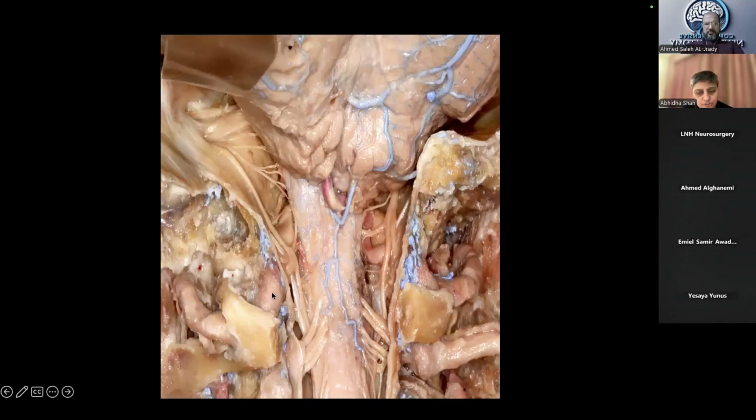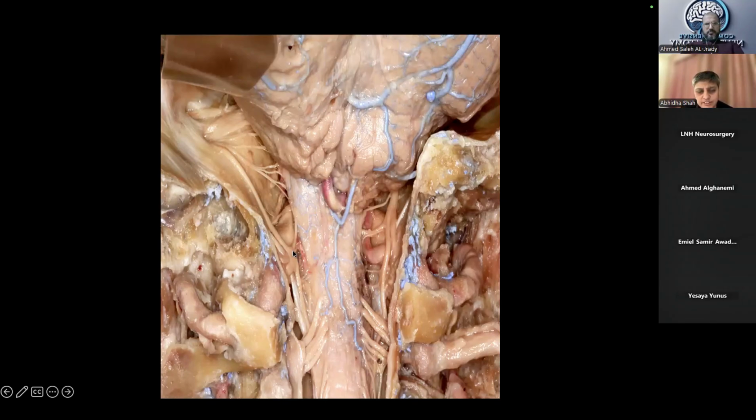Again, this is a closer view. Now you can see beautifully the occipito-atlantal joint here, with the vertebral artery entering medial to the atlanto-occipital joint. Here you can see the spinal accessory. It lies dorsal to the vertebral artery and it crosses the vertebral artery as it joins its cranial component here to enter into the jugular foramen.